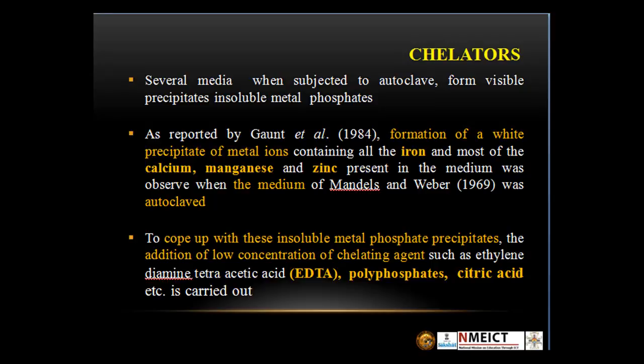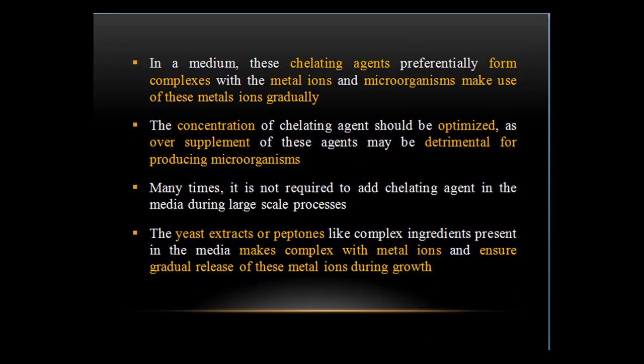To cope with these insoluble metal phosphate precipitates, the addition of a low concentration of a chelating agent such as ethylenediaminetetraacetic acid, that is EDTA, polyphosphates, and citric acid solves the problem of this precipitation. By adding these compounds, they chelate the precipitate and make it available slowly to the organisms. In a medium, these chelating agents preferentially form complexes with metal ions, and microorganisms make use of these metal ions gradually.